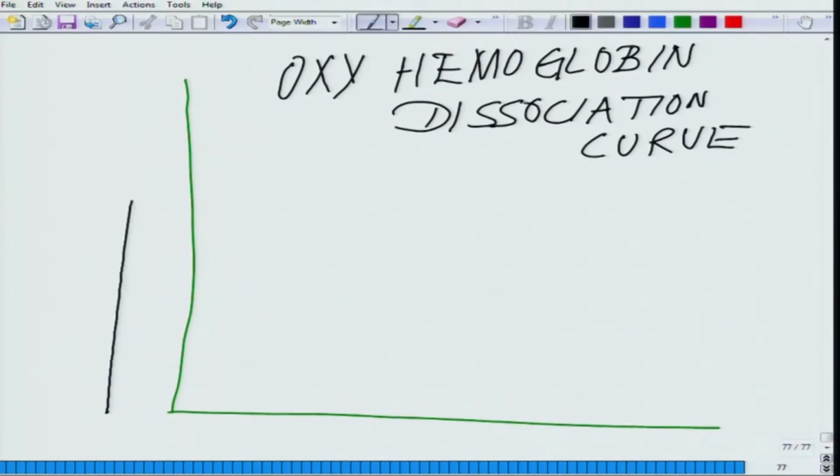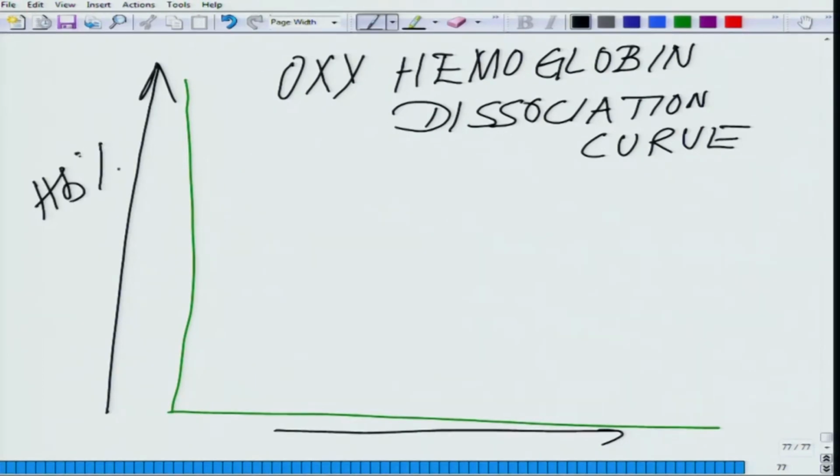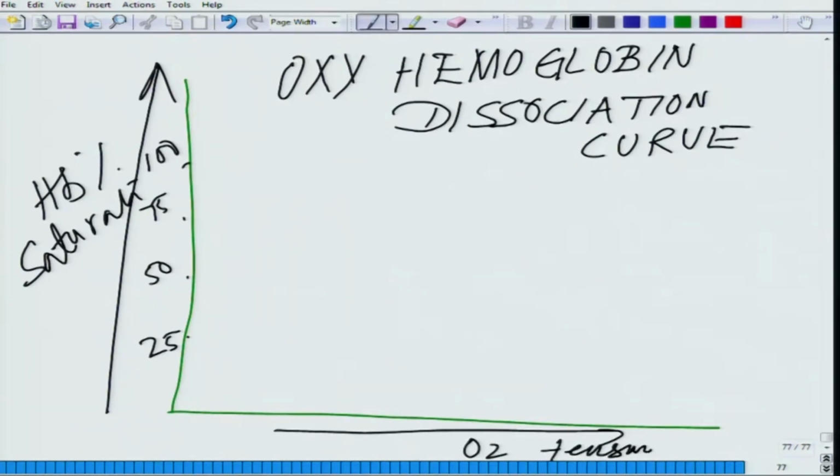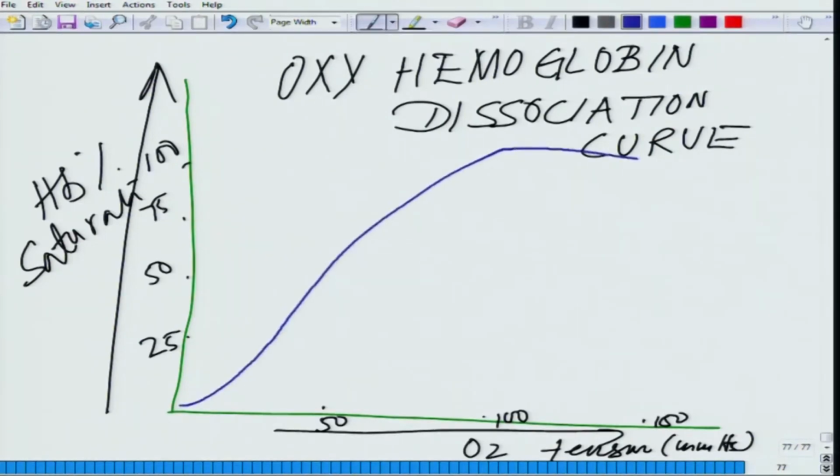Okay. This is basically what it essentially says. On the y axis, you have hemoglobin saturation. I was telling you hemoglobin saturation. So, it could be 25%, 50%, 75%, 100%. Okay. And whereas on the x axis, you have oxygen tension in millimeter mercury. So, this is at 50, 100, 150 likewise. And if you draw the graph, it shows almost an S-shaped curve here.